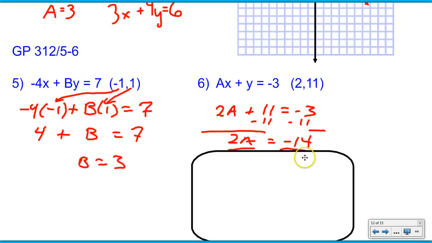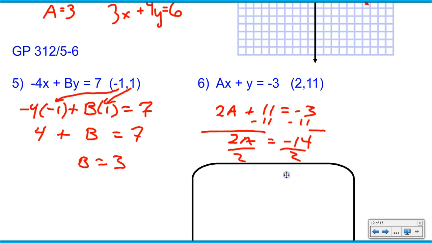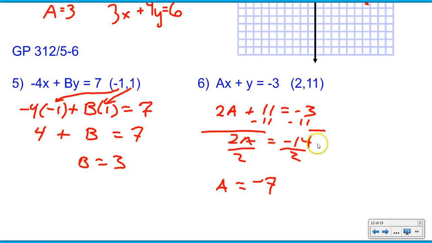And to finish it, we're going to divide by 2. And a equals -7. Great job.